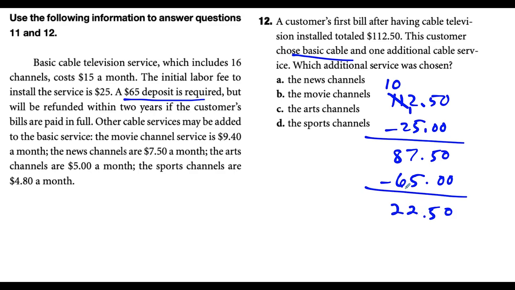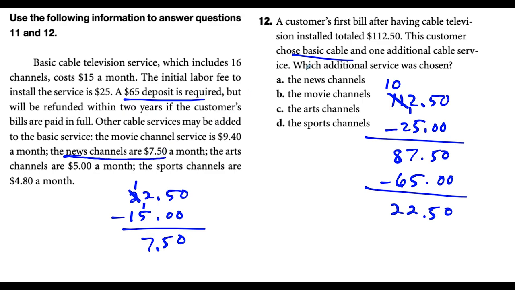And now just think about how much is basic cable. It's $15 a month. So we're going to subtract the $15 per month. And this is giving us a few leftovers here. So I can't do 2 minus 5, so I borrow. And then I have 12 minus 5 is 7. So there's $7.50 remaining. And that covers exactly the value of the news channel. So which additional service was chosen? The news channel was the additional service chosen.